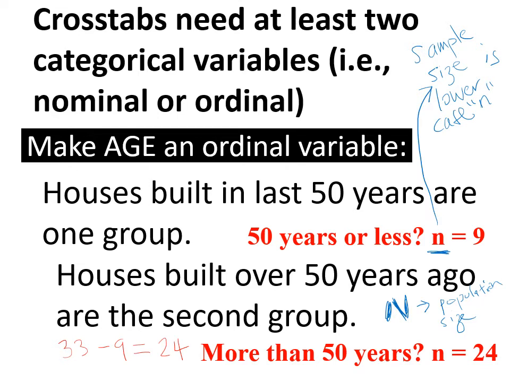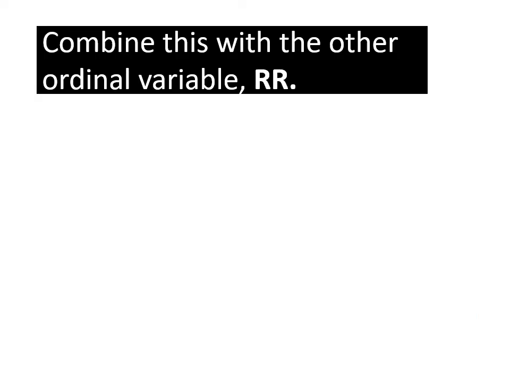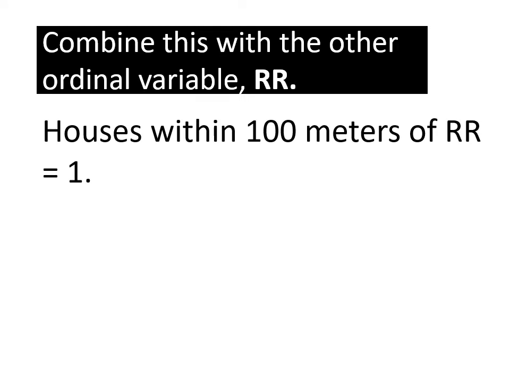Okay, let's go to the next slide. We can then combine this with the other ordinal variable, railroad, which we've already converted. So houses within 100 meters of the railroad receive a 1. And there were 9 houses within 100 meters of the railroad. And again, we can check this for ourselves.